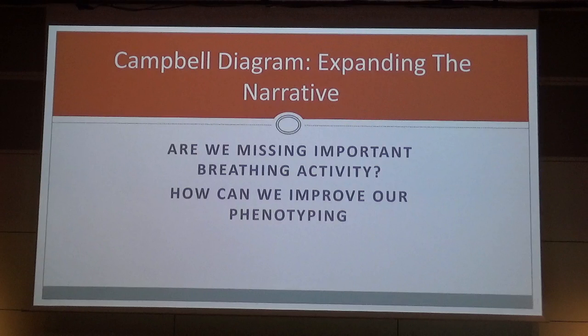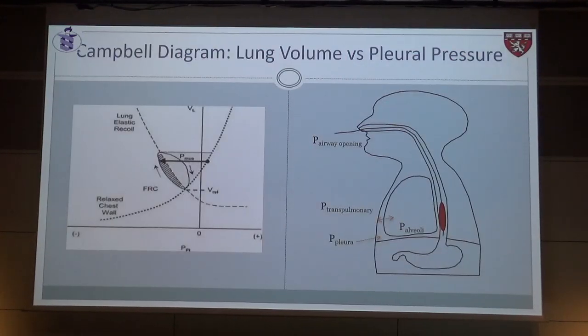And how can we improve our phenotyping beyond just understanding what the dysynchronies are? So I'm just going to take a little bit of time here. This is Campbell's diagram from the 1950s. We're plotting pleural pressure on the x-axis and volume on the y-axis. We're measuring pleural pressure as an estimate based upon esophageal pressures.